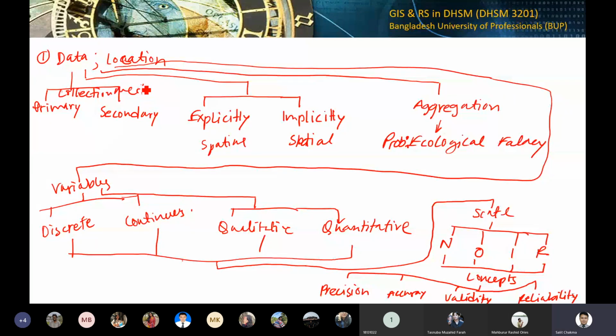Collection methods. While collecting this data, we have two types of data that we have access to. One is the primary data, another one is the secondary data.